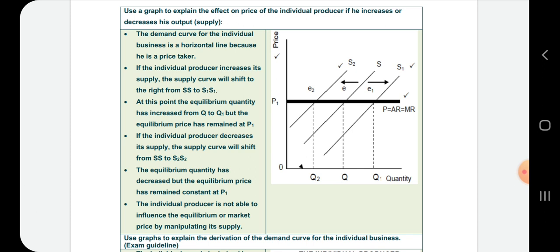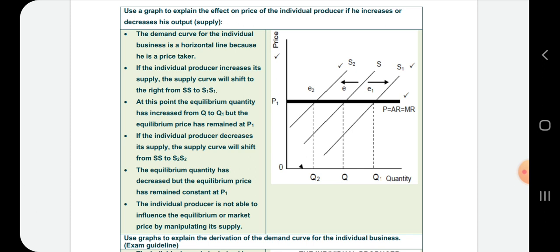Use a graph to explain the effect on price of an individual producer if he increases or decreases his output supply. So this can also be an essay question, and you're asked to outline this graph. You may be asked to explain what a perfect market is, and then asked to use a graph to explain the effect on price of the individual producer if he increases or decreases his output supply. So the demand curve for the individual business is a horizontal line because he is a price taker. What is written on your left hand side is what you also have to include, right? To show the examiner that you understand what this graph means.